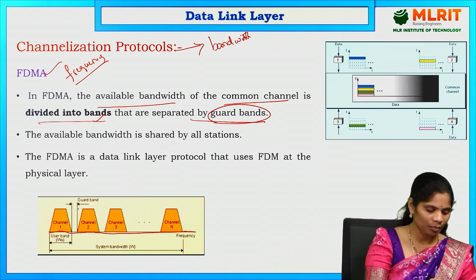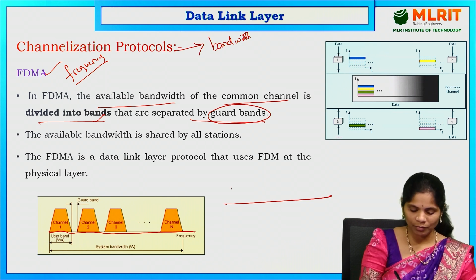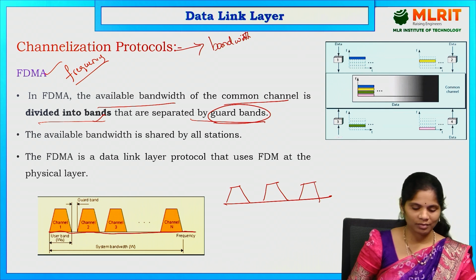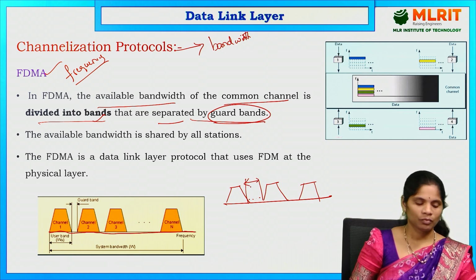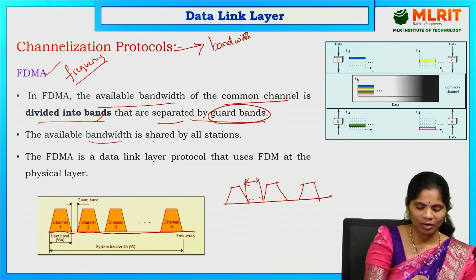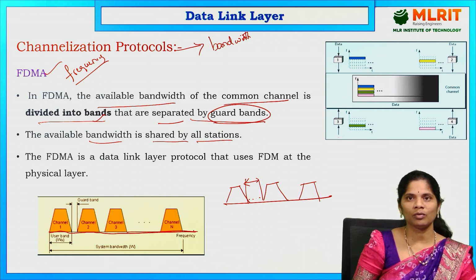These are going to be separated by guard bands. Suppose this is a channel. This channel is going to be divided into different what? These are the bands. These bands are going to be separated by guard bands. These are nothing but the guard bands. So the available bandwidth is shared by all stations. Whatever bandwidth is there, it is going to be shared among all the stations.